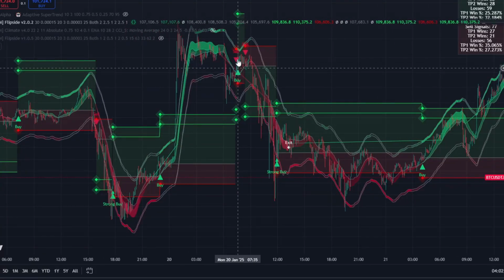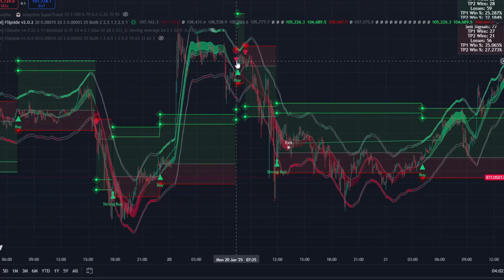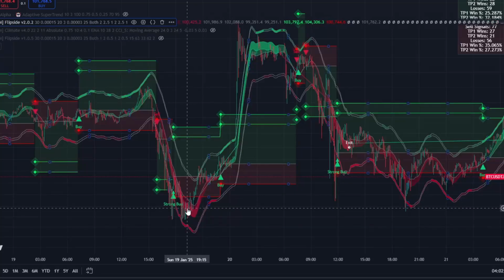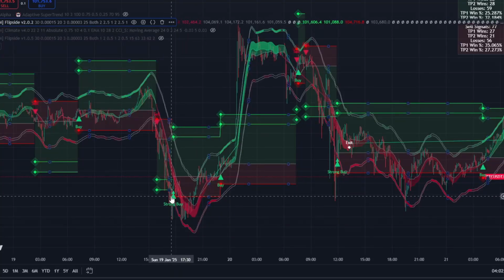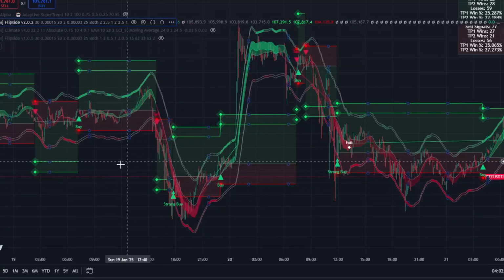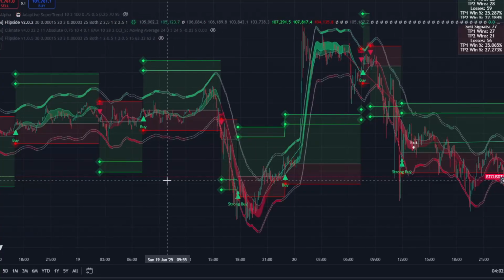Both of these were kind of like false. I mean, I guess if you got into this one right here, you would have got profit for that too. But this one was like kind of false. This one was good. This one was just a little bit too soon. It still kind of got out of your take profit a little bit, or your stop loss or whatever, but it is what it is.